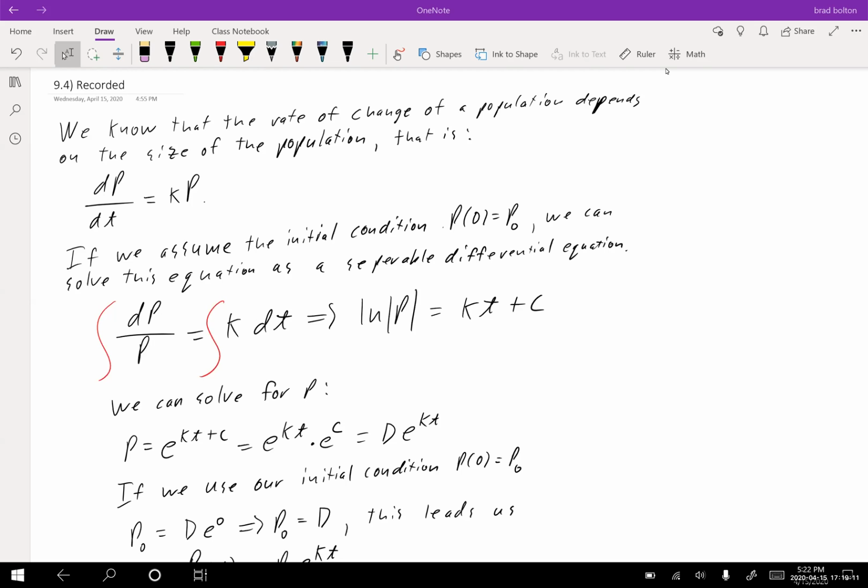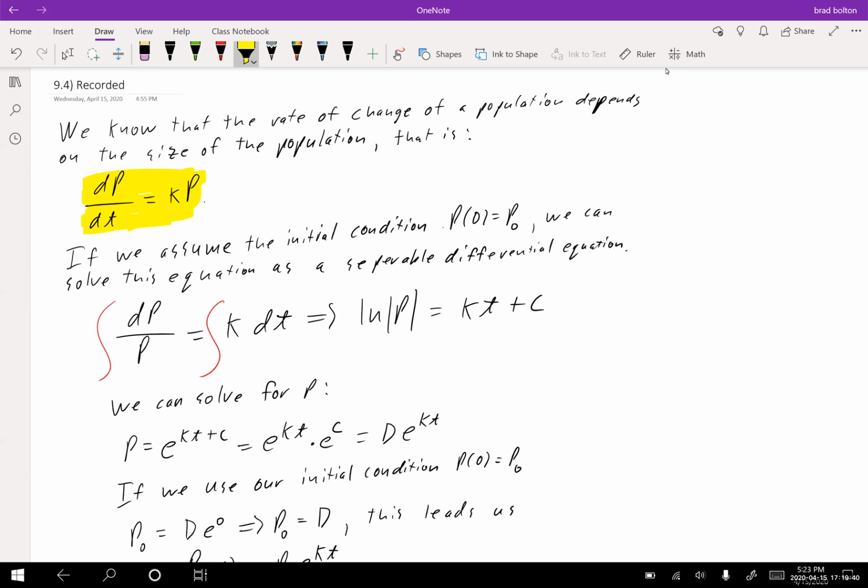That is to say that dP/dt is equal to k times P, where k is some constant, okay? So if we assume the initial condition P of 0, so time 0, is equal to P naught, we can solve this equation as a separable differential equation, okay? So what I did here was I integrated both sides of the equation after I separated the P over to one side and the dt over to the right-hand side.